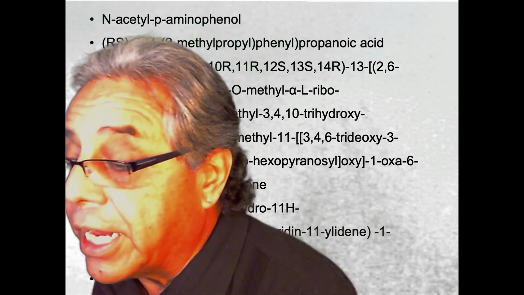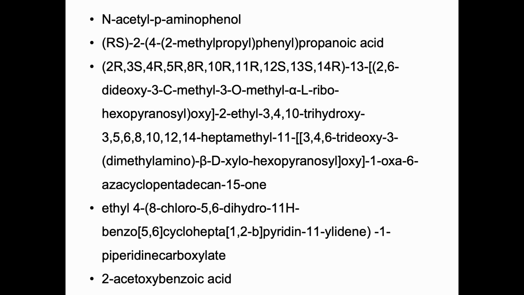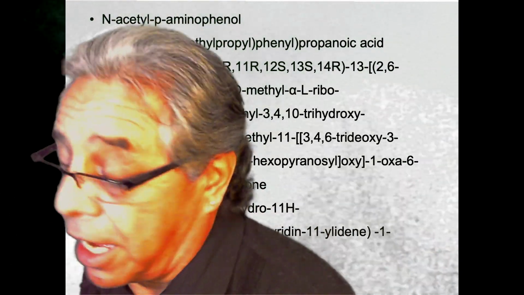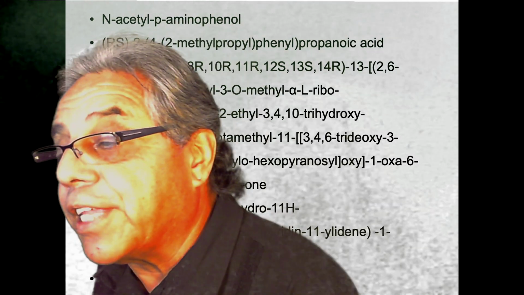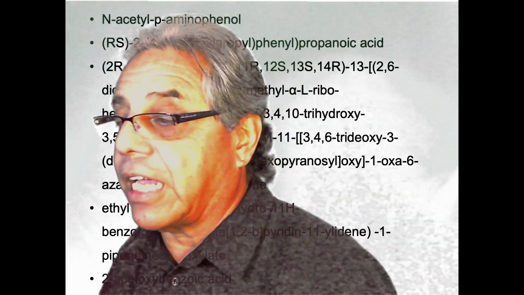It would be really, really awkward for me to ask a physician for 2R, 3S, 4R, 5R, 8R, 10R, 11R, 12S, 13S, 14R-13, subspecies 2, 6, di. Okay, you can get my point. Remember that these are designed to describe the chemical layout.